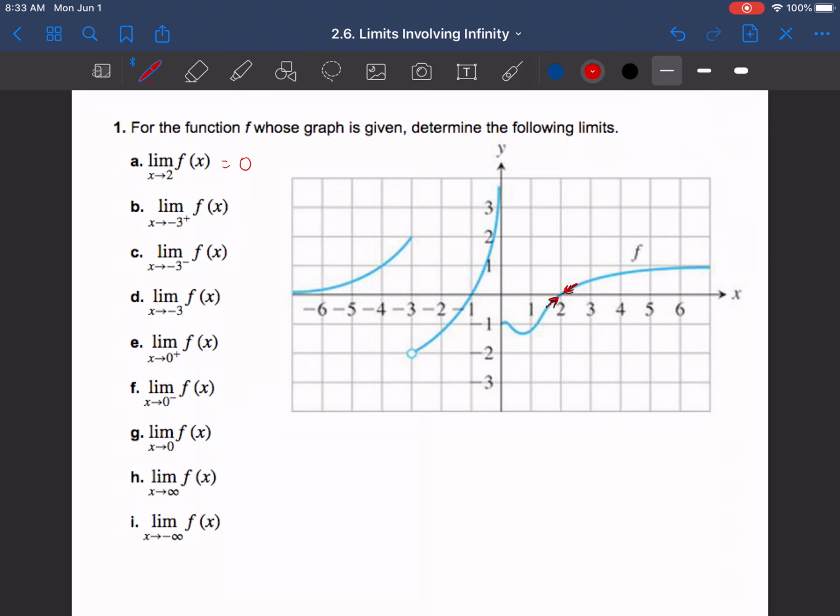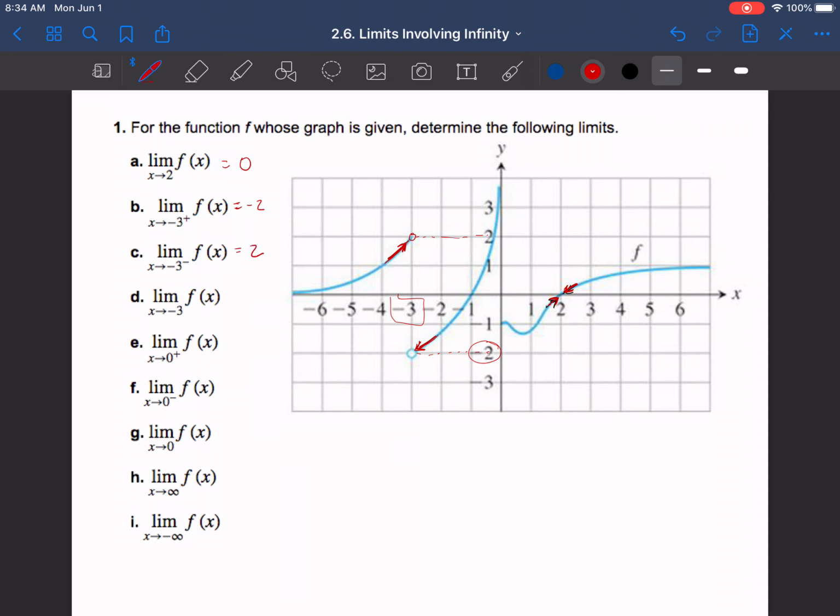The limit as x goes to negative 3 from the positive side. So here's negative 3 right here, and we're going to go toward negative 3 from the positive side. So that's from here. And as we do that, we're approaching negative 2. So this is equal to negative 2. Here, the limit as x goes to negative 3 from the negative side. So again, there's our negative 3, and we're going from the negative side, so we're coming from the left. And as we keep approaching, we're going towards this value there, which is positive 2.